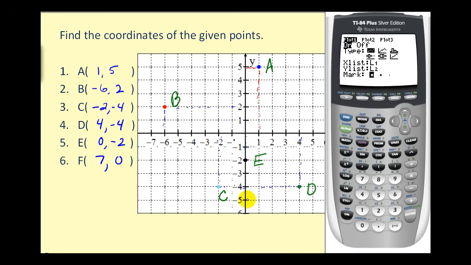Now to make it look exactly like this one, we should choose the same window. So if we press window and change the x min to -8 and the x max to +8. And the y values start at -6 and go up to +6. Now we can press graph, and we can see that this graph does match the graph that we see on this slide. So that's a nice way to check your work if you have a graphing calculator.